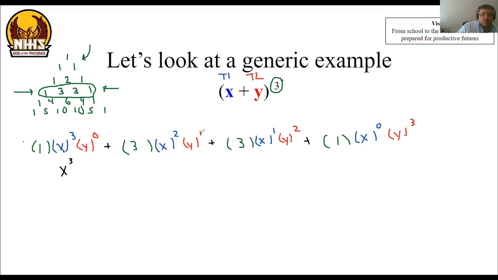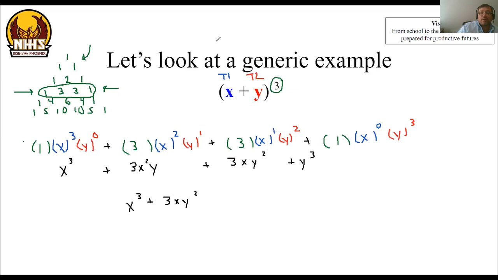Y to the first is y, 3y, so this is plus 3x squared y. Plus 3xy squared, so plus 3xy squared. X to the 0 is 1. I'm left with y cubed. So my final answer, x cubed plus 3xy squared.